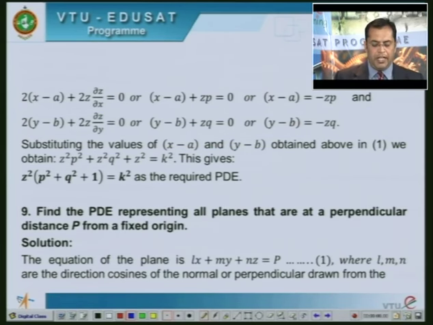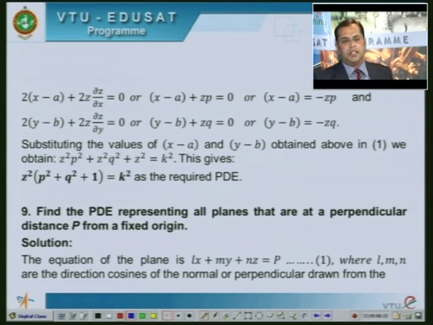Then find the PDE representing all planes that are at a perpendicular distance capital P from a fixed origin. Now, for this we have to recall the equation of the plane with direction cosines l, m, n. So, the equation of the plane is lx plus my plus nz equal to capital P, where l, m, n are the direction cosines of the normal or the perpendicular drawn to the plane.